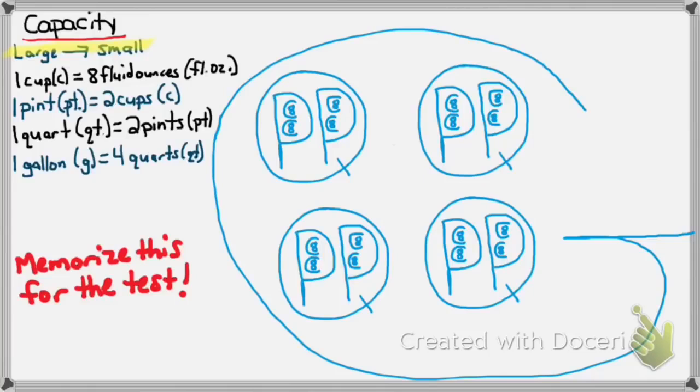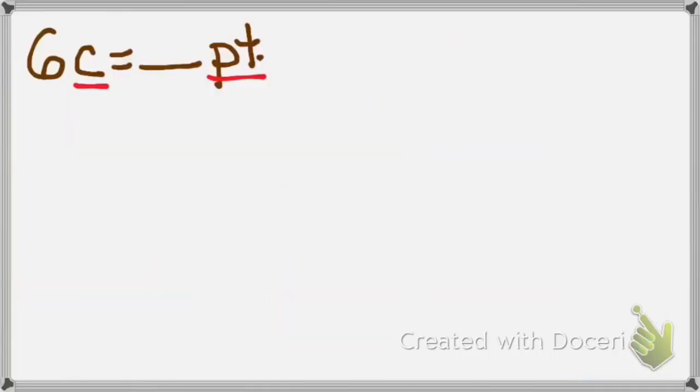Gallon guy is very helpful for this because when I look at gallon guy, I see that my cups are indeed smaller than my pints. So pints are large, cups are small. So we said pints are large, large goes here, cups are small. So I am going from small to large, and small to large means that I have to divide.